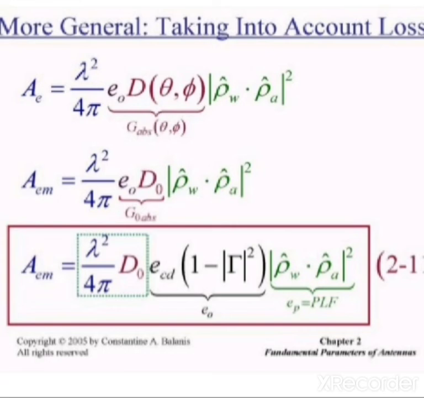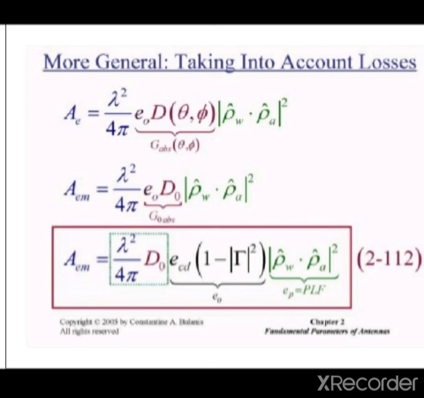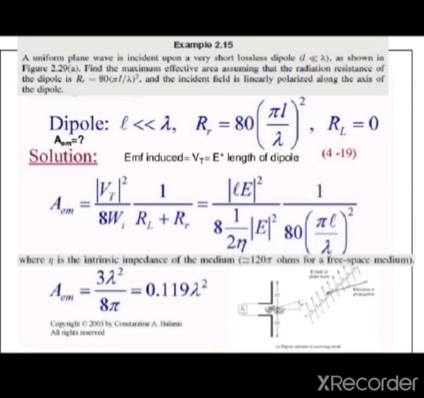AEM is equal to lambda square by 4 pi into D naught, ECD into (1 minus gamma square) into (gamma rho omega into rho A) whole square. This is the power loss factors. This is the propagation loss factor, PLF. This is E naught. And this is the relation, taking into account the losses, where we are taking the effective aperture area.